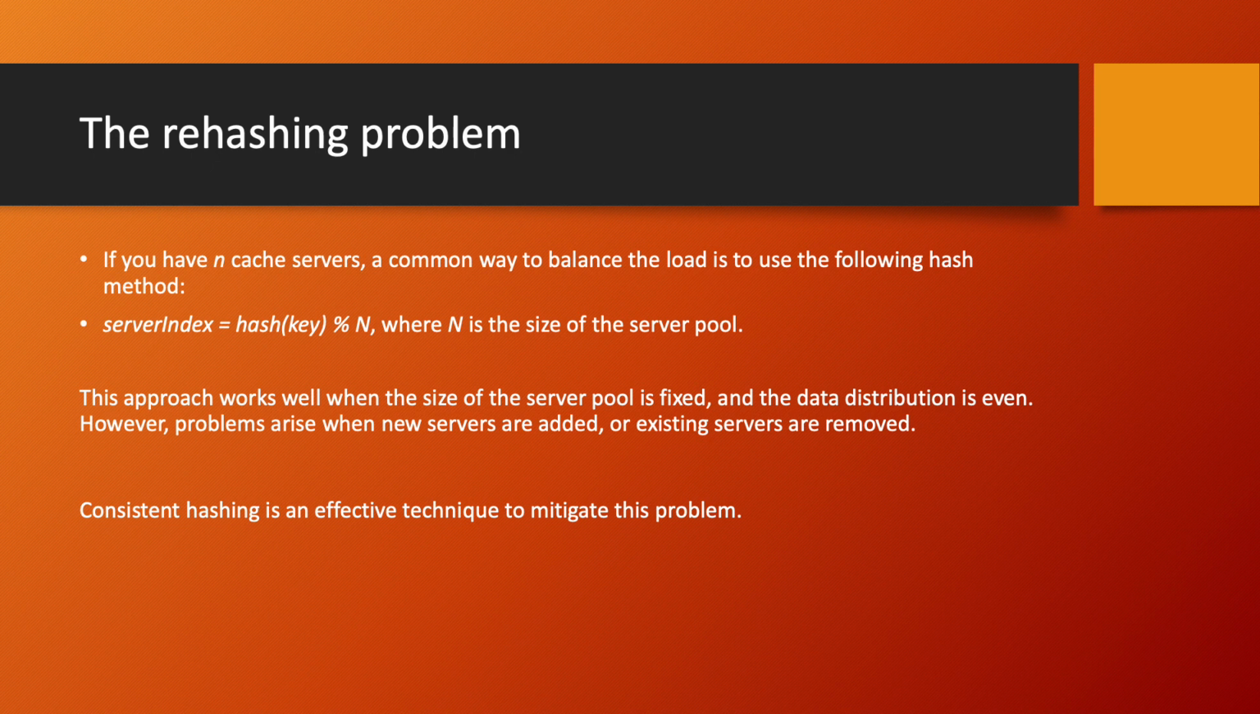If you have n cache servers, a common way to balance the load is to use the following hash method. You'll have a server index, you'll take a hash key mod n, where n is the size of the server pool. This approach works well when the size of the server pool is fixed and the data distribution is even. However, problems arise when new servers are added or existing servers are removed. Consistent hashing is an effective technique to mitigate this problem.